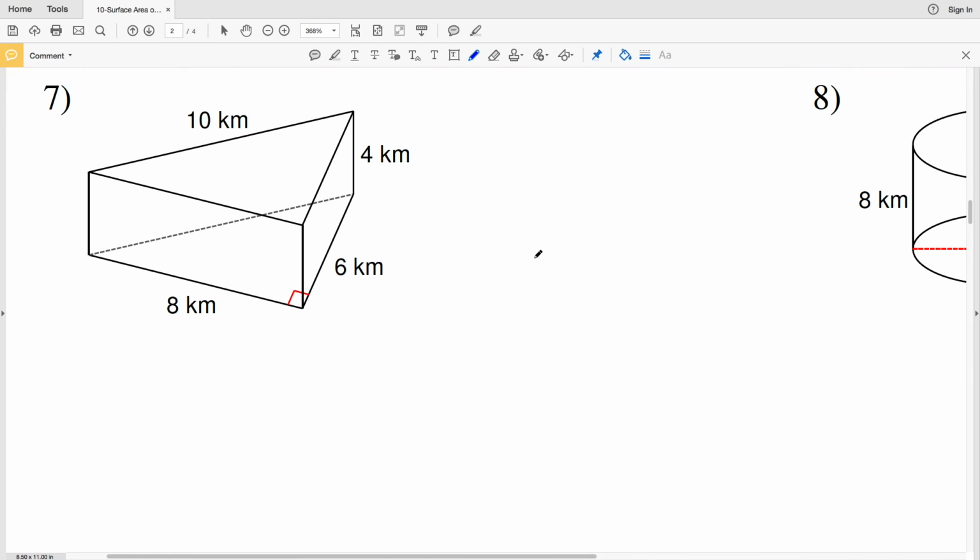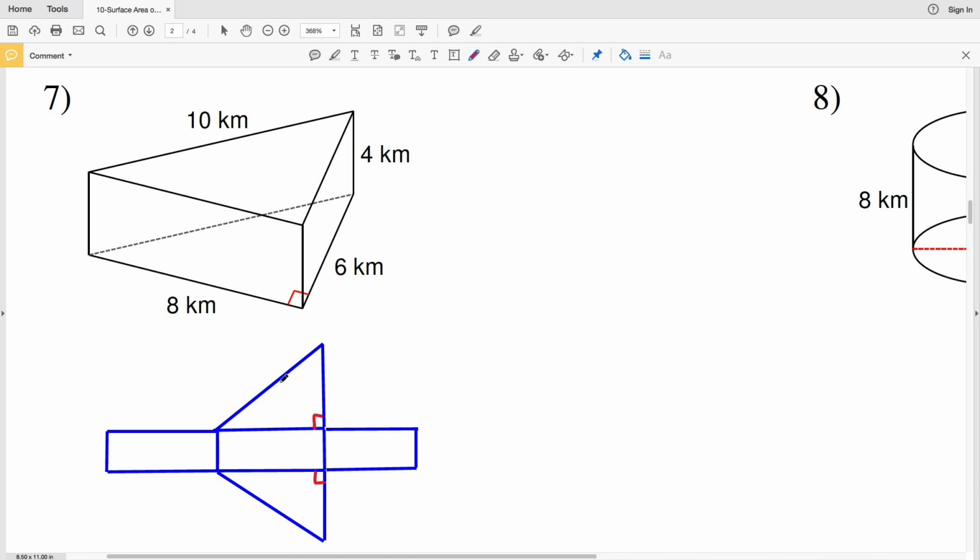Before we do this, I'm going to draw out the net of this figure. So here is my net of the solid figure in number 7. We can see that one of the legs of the two-dimensional triangle is 6, and the other leg is 8. We also can see that the hypotenuse of each of those triangles is 10. So here we have 6, 8, and 10. And lastly, the height of the prism is 4.